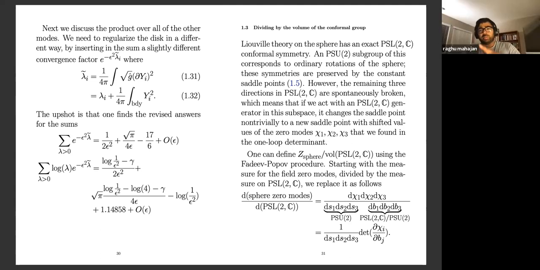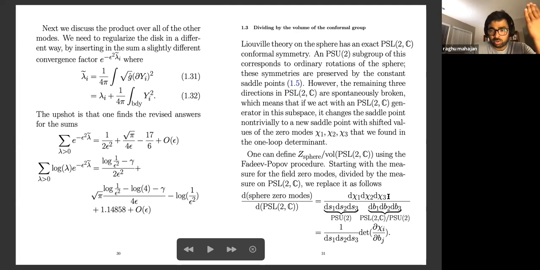And I will show them explicitly now. Now we are precisely going to discuss these zero modes. Okay, so let's look at the sphere. So we had 3 zero modes on the sphere, the L equal to 1 modes. Those in this ratio are being written as chi1, chi2, chi3.